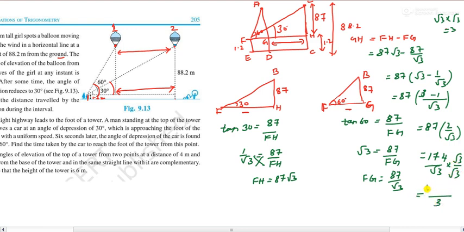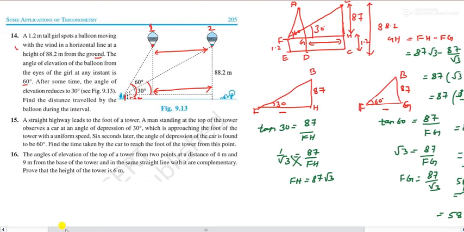So this is 3, this is 174 into root 3. So on cancellation you will get 7, 6 the 5 the 15 and 8. So the answer is 58 root 3 meter. What is this? Yes, this is the distance traveled by the balloon during the interval. Understood? Yes. So this is question number 14. I hope you have understood.